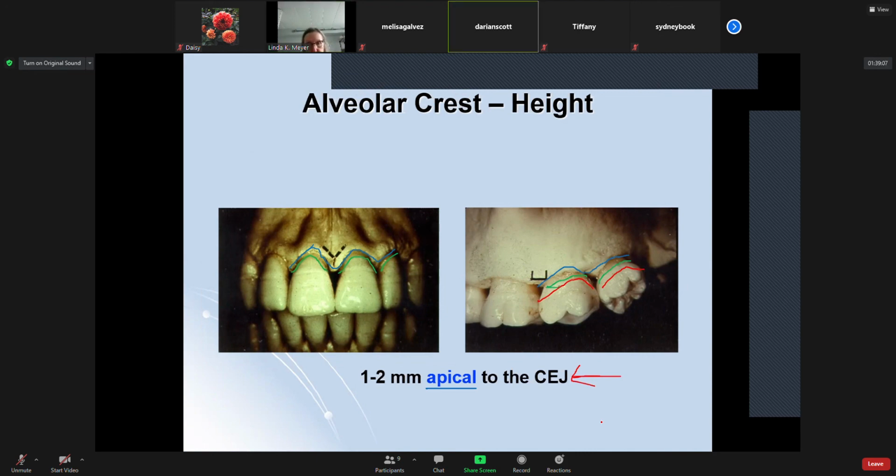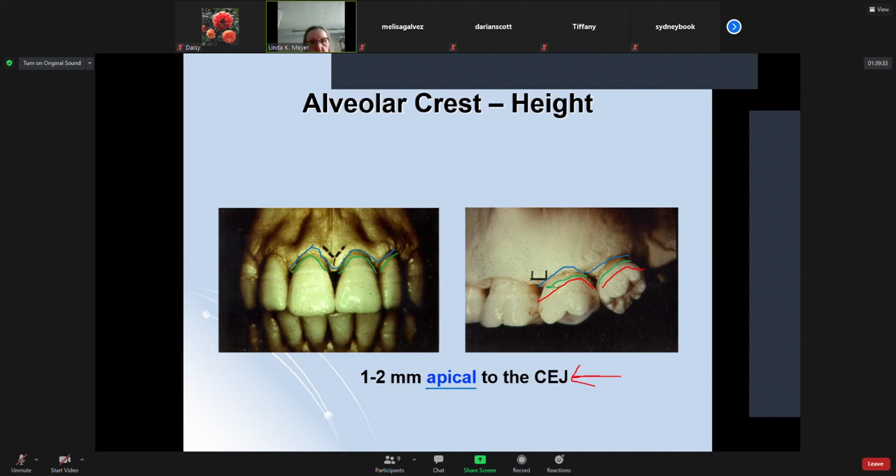So what did you say the red was? That was just showing you if the gingiva were covering it. Remember, the GM, or the free gingival margin, is positioned 1 to 2 millimeters coronal to the CEJ in health. So it shows how that would be coronal to the CEJ, while the blue line is the alveolar crest, which is apical.